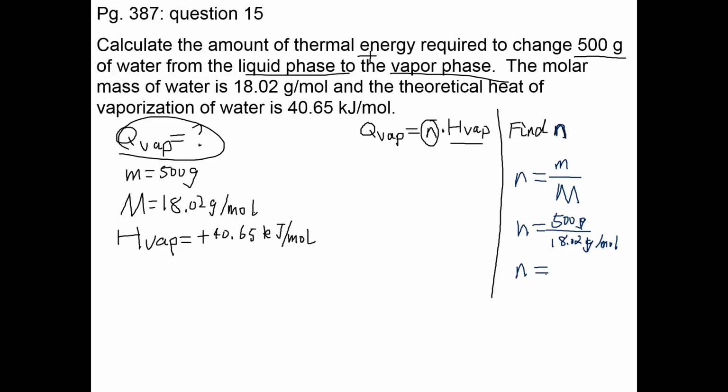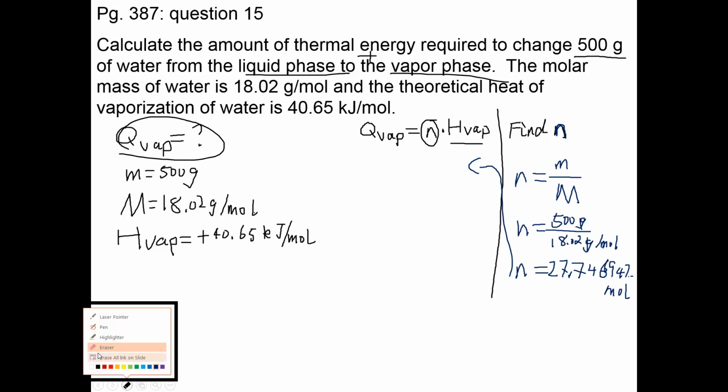So when you multiply that out, take out the calculator. 500 divided by 18.02. And I got 27.746947, etc. moles. Okay, I didn't round. As you can tell, I did not round. I'm going to remember that number and use that. So change the color back and substitute it back into our equation here.